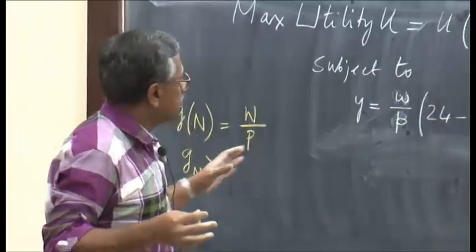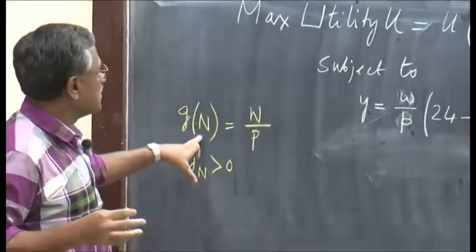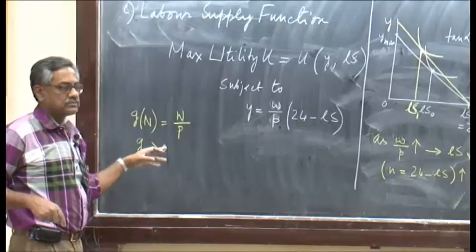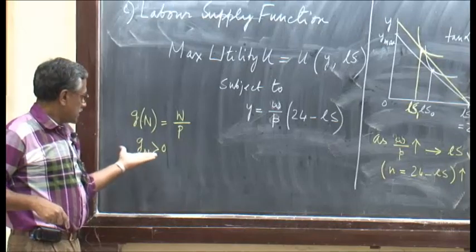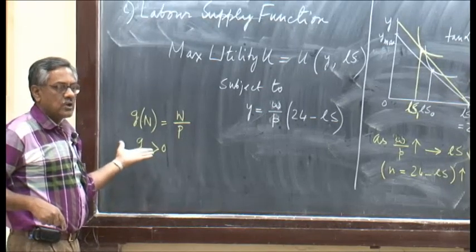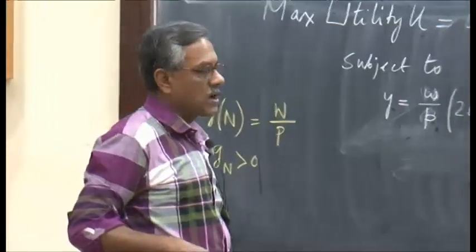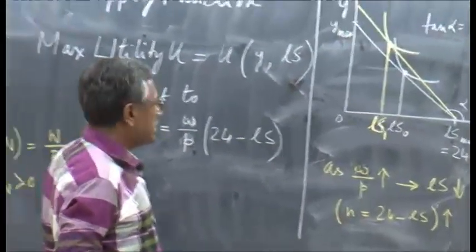So I'm summing up this relationship as a positive relationship, Gn greater than 0, where the argument is W over P. Greater than 0 basically means that as W over P increases, you work more hours. So this is the labor supply function.